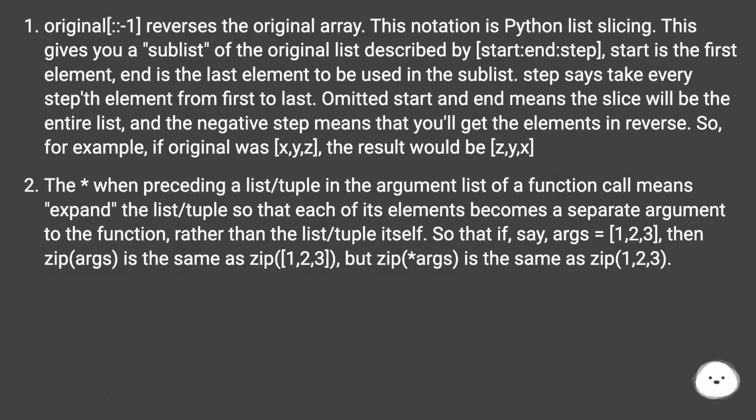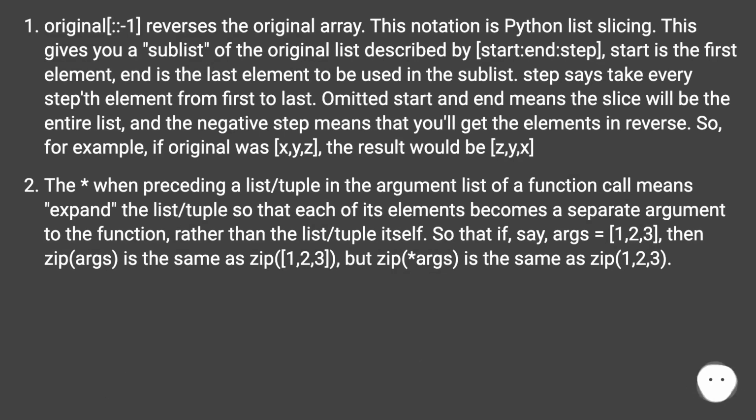There are 3 parts to this. Original ::-1 reverses the original array. This notation is Python list slicing. This gives you a sublist of the original list described by start, end, step.